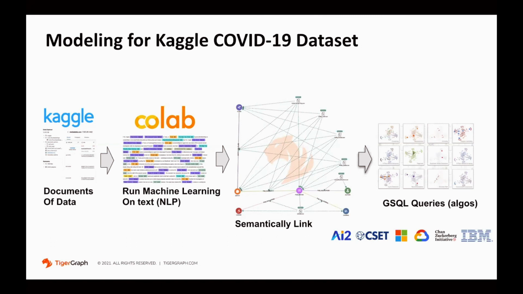Now we have the data, we process the data using machine learning, we have it semantically linked, and now we can get really into some of those algorithms to determine the similarities. Maybe we want to use PageRank just like Google did and determine the papers that are most similar to this paper.